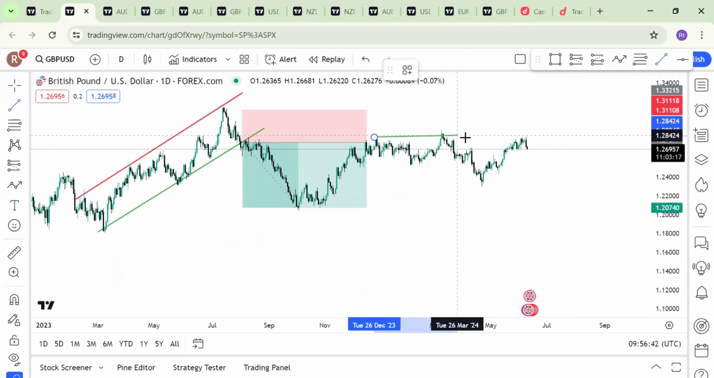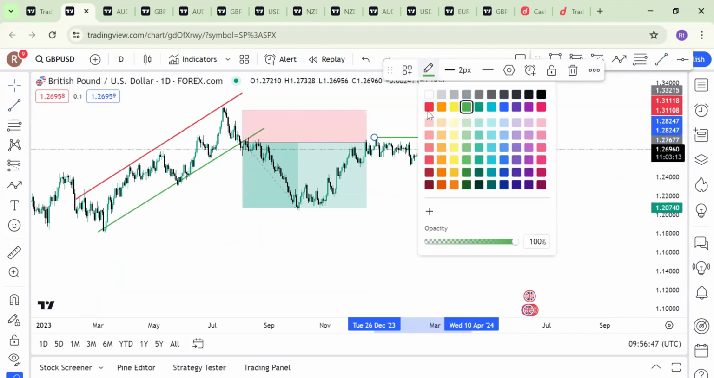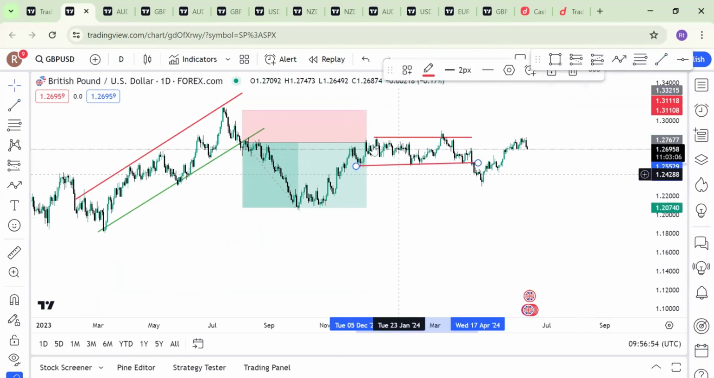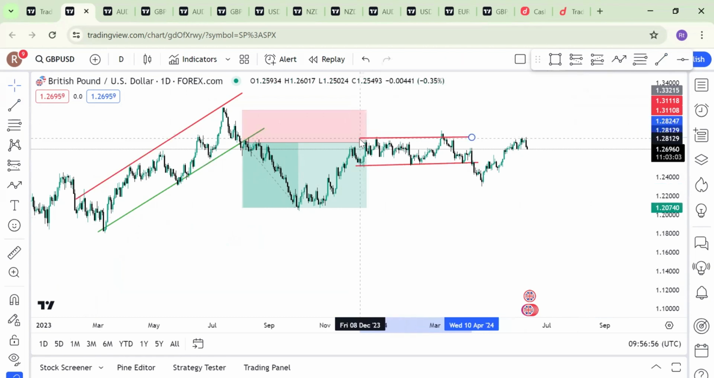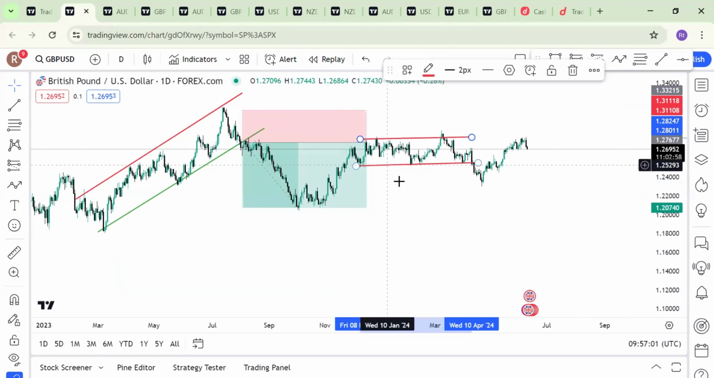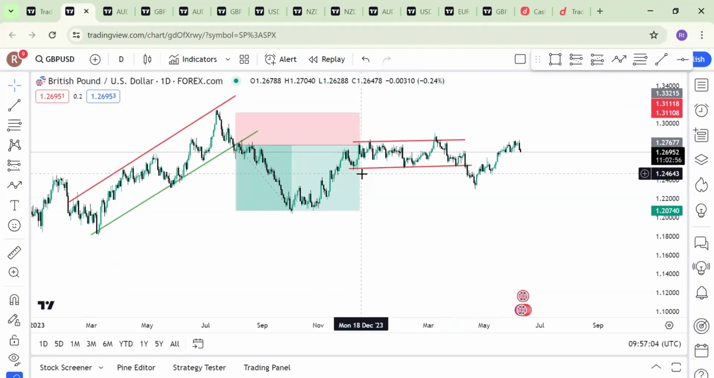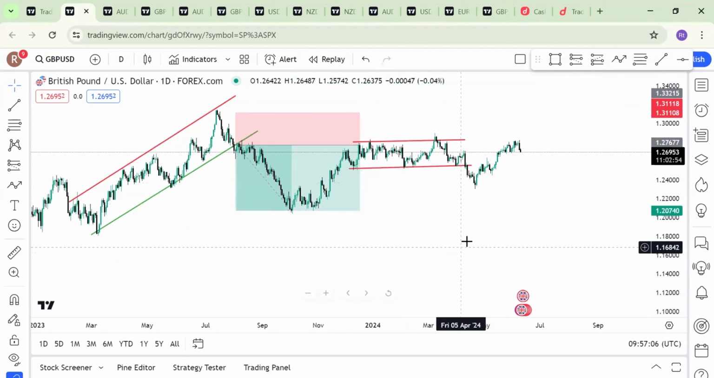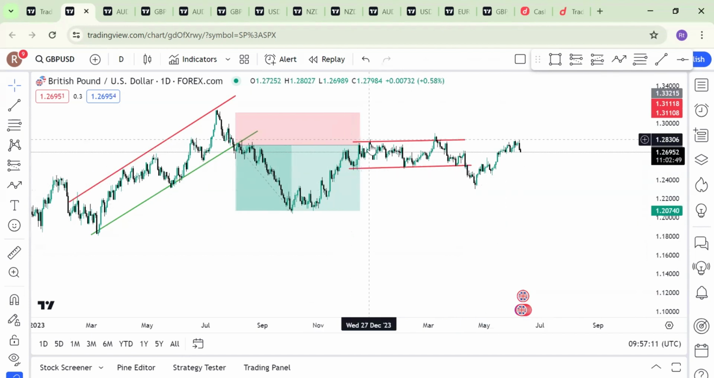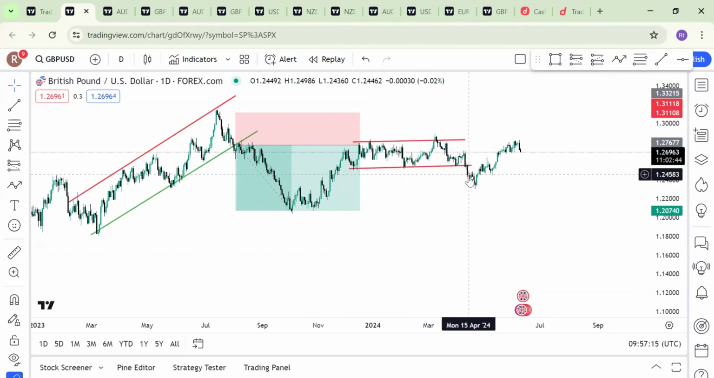You can see, this is our resistance, and this is our support. You can see the market has been, after doing the whole down move, trying to move up back. What did the market do? The market did something like this. It goes up, comes down, goes up, comes down, goes up, comes down. Then it broke down to the downside.